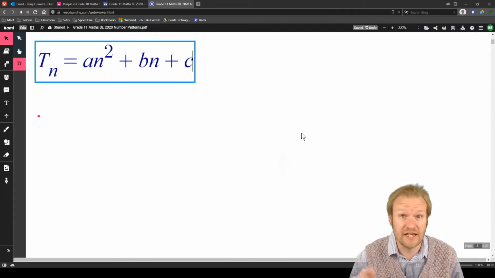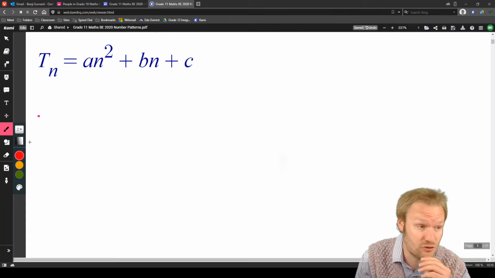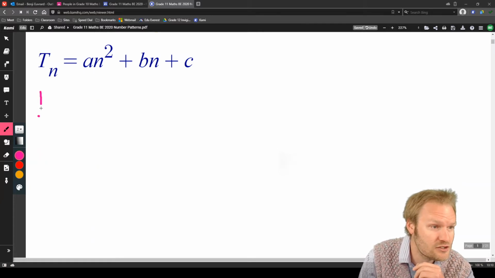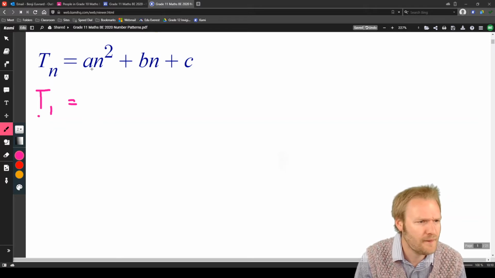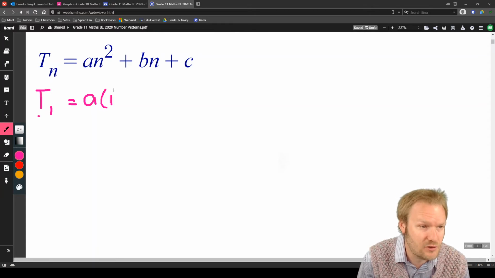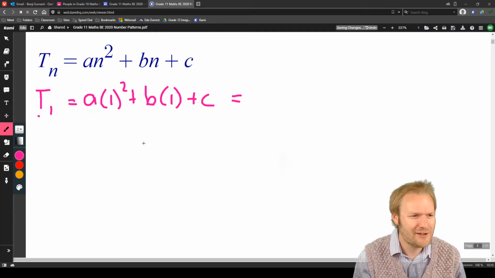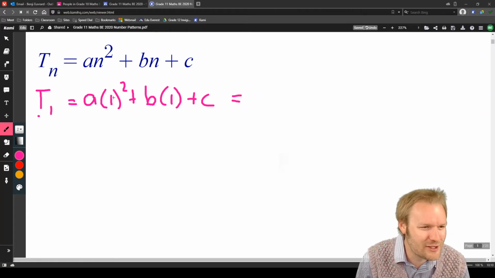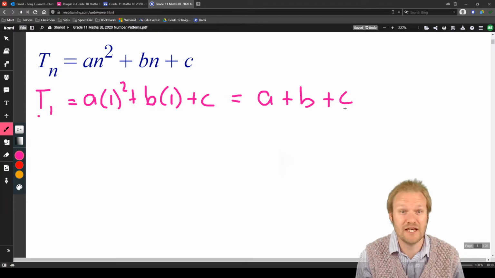an squared plus bn plus c, any quadratic sequence. Let's look at the first few terms of this in this general way. What is the first term, t1? How are we going to work out what it is? Well, let's substitute. n is 1, so wherever we see an n, let's put a 1. So we've got a 1 squared, always put it in brackets, b1 plus c. I feel like I'm doing the grade 8 skills paper. So 1 squared is 1, so 1 times a is a, not a squared. 1 times b is b, and c is c. So our first term's a plus b plus c.